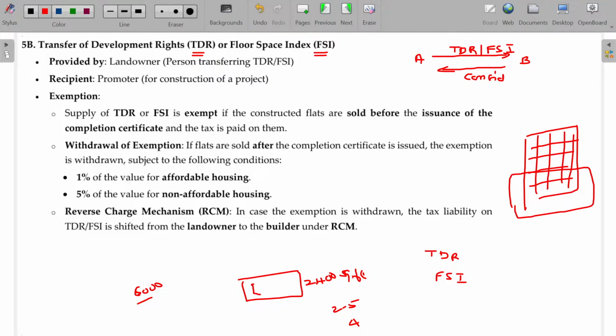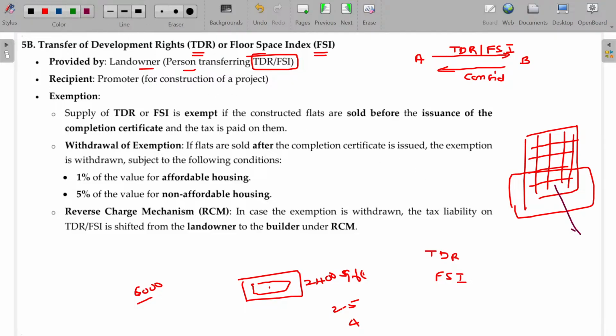So here you have to give space on all 4 sides, like setback area, and then 1st floor, 2nd floor, and 3rd floor half. That's all. More than that you cannot construct. So the owner of the land, given that floor space index, to this extent of floor, you can convert this into flats. That permission is to be promoted to construct the flats. For that, A gets the consideration from B, and the RCM basis will be applicable. So the landowner transfers TDR and FSI.